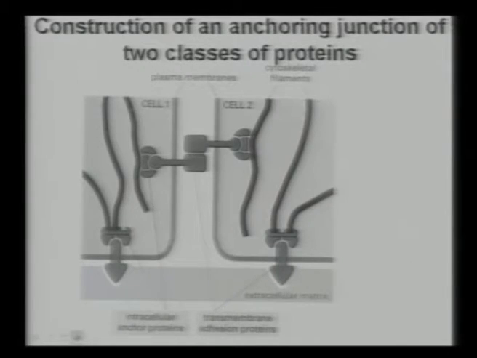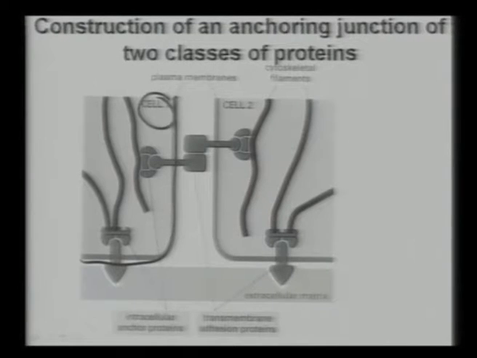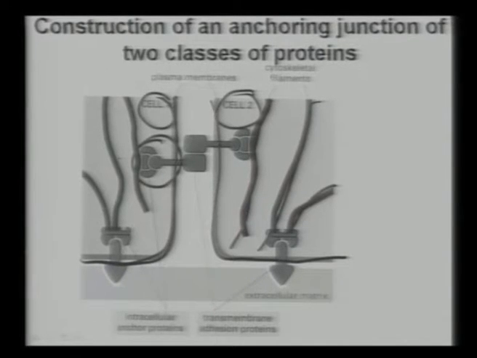Now this is the condition when two cells are connected to each other as in epithelium. But when the two cells are separated from each other, like the way it is shown here, this is cell 1 and this is cell 2, and you have the plasma membrane, which is the cell membrane. Now you have the cytoskeleton filaments here, this green one, red one, and you have the intracellular anchor proteins, and you also have transmembrane proteins.